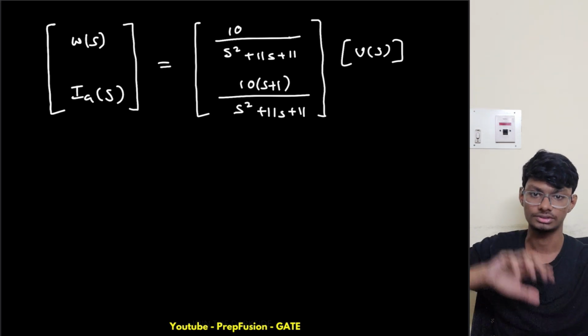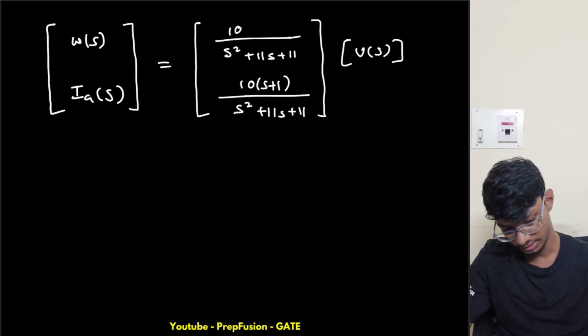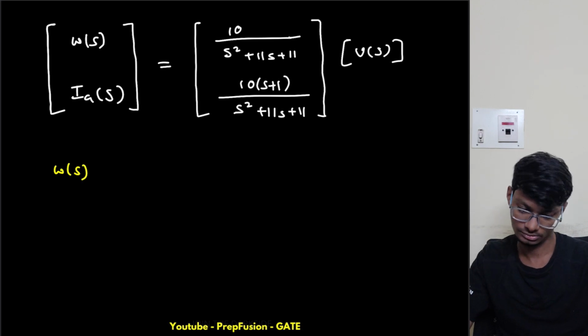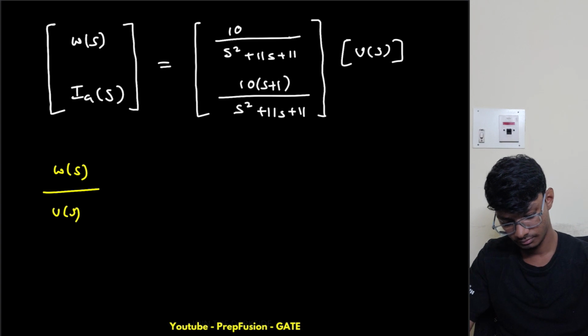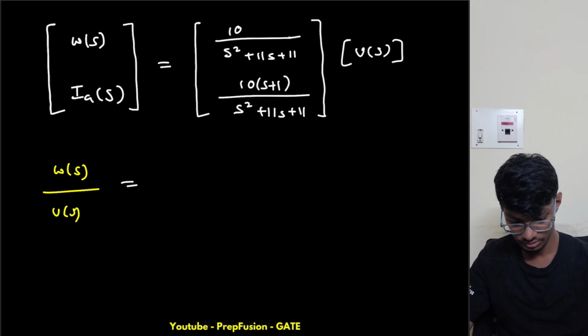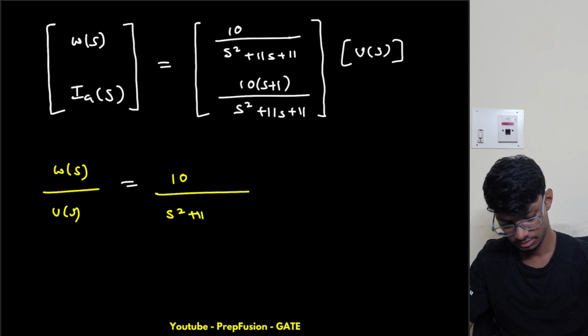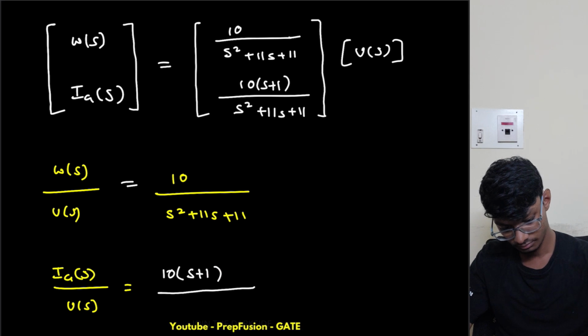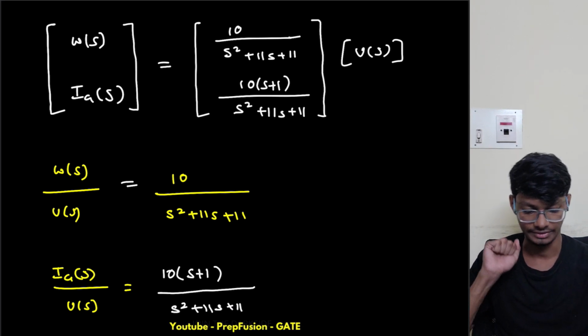So this is method 2 for solving this using the state resolvent matrix. Let me write here also that W of s upon U of s will be equal to 10 over s square plus 11s plus 11, and I_A of s upon U of s equals 10 by s plus 1 over s square plus 11s plus 11. So these are the two equations basically.